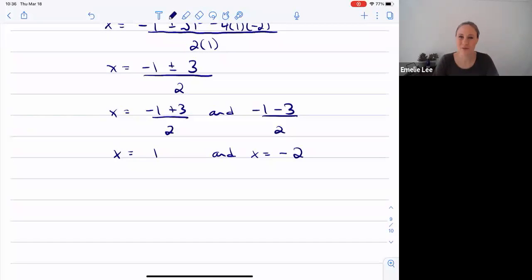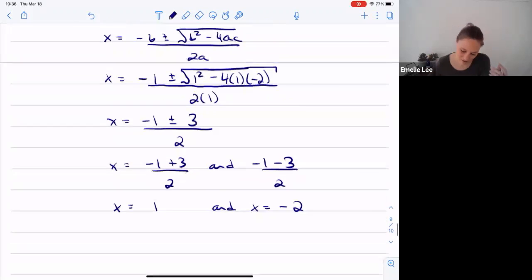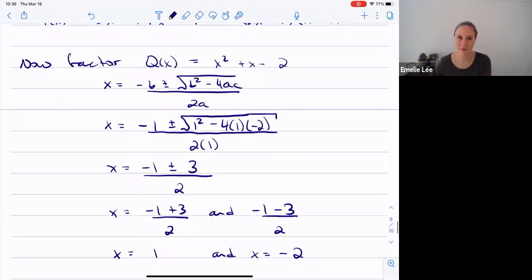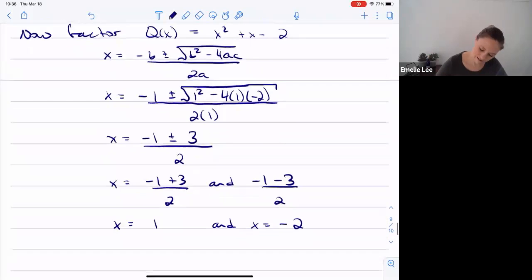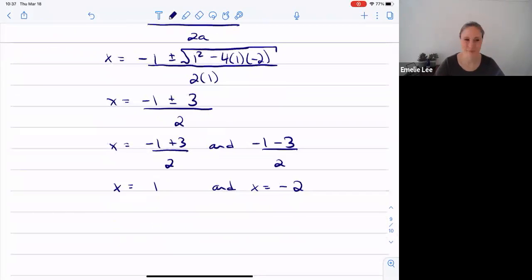You might have looked at that quadratic and said, my factors are 1 and negative 2, great. But like I said, I don't see it, so I just go through and do it. So it doesn't matter how you factor, but you have to factor.